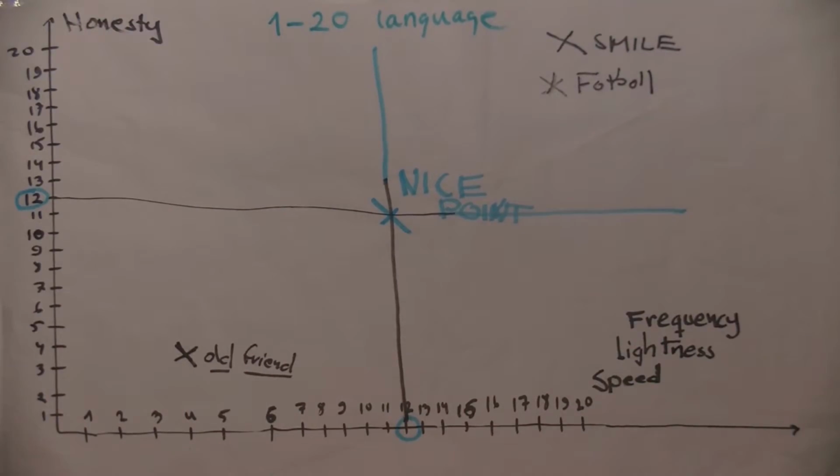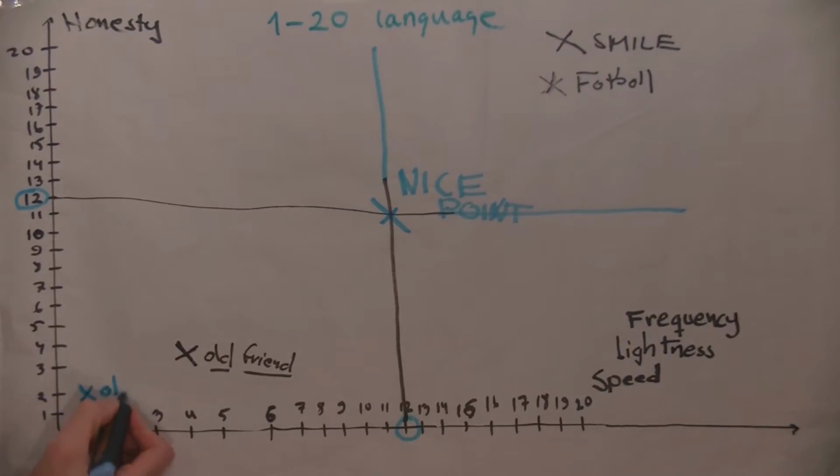Thank you, Maria. Do you have another example? Something else that we can put on the chart? I have an old friend that keeps calling me that I don't want to talk to, actually. I have no interest in keeping that contact. And that is 2 in honesty and a 1 in speed. Okay, thank you. 2 and 1, it's down here. I put old friend.